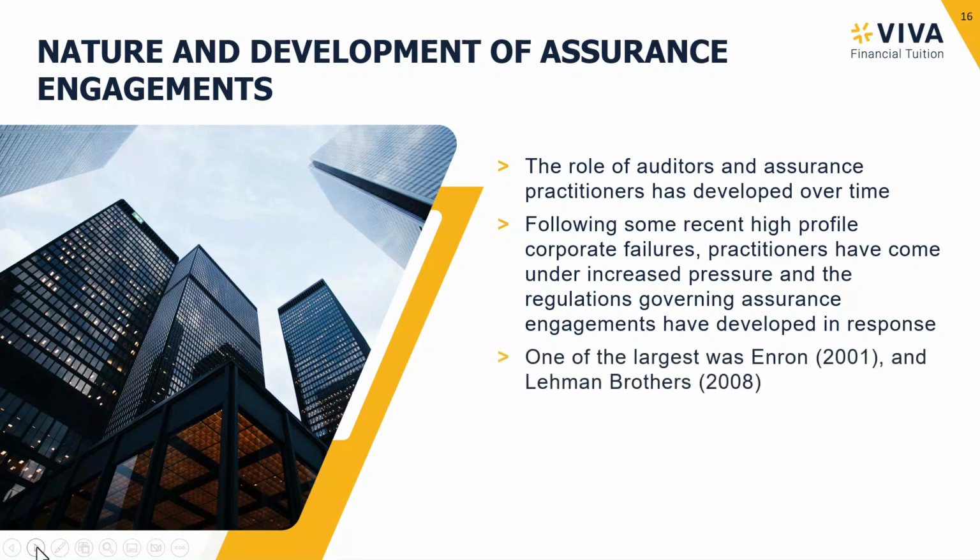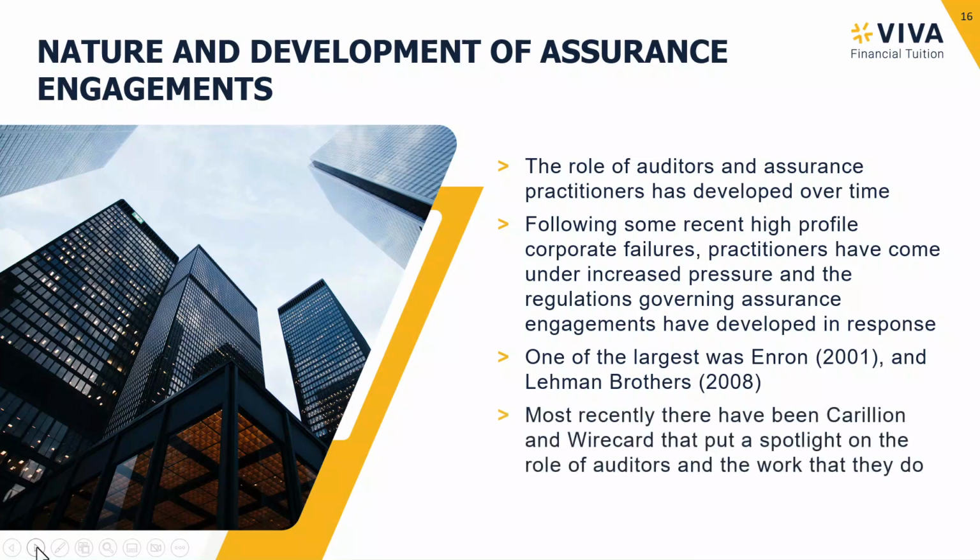Some of the largest names that you may have heard are Enron back in 2001 and Lehman Brothers in 2008, both of those in the US, or the United States. There have been numerous other examples across history. More recently, you may choose to have a look at Carillion and Wirecard, and these have been very high profile. There is lots of reporting on what was done and what was not done in terms of signing off or approving financial statements, saying everything was okay, when, as we later saw, things were not quite as they seemed.